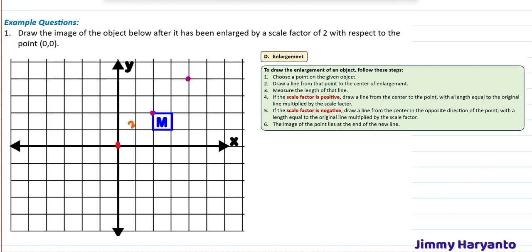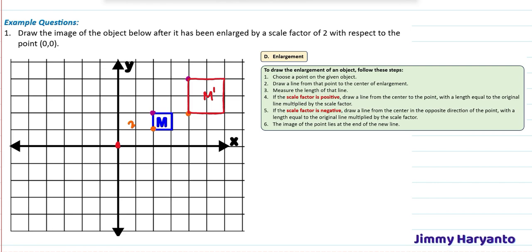Okay, let's take another one. Let's take this one. Draw the line. It's 2 units diagonally, and because the scale factor is positive, you have to create another line from the center towards the point, but this time twice the length. It will be like that, yeah. So after this, I think we already know how the shape will be. It will become like this, and we'll call this M prime, yeah.